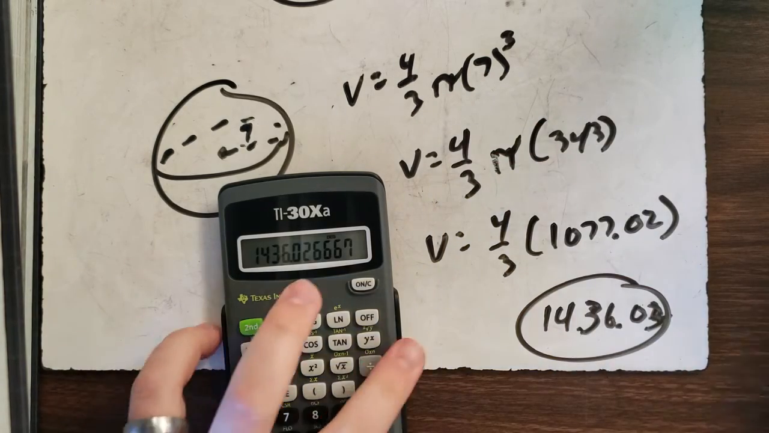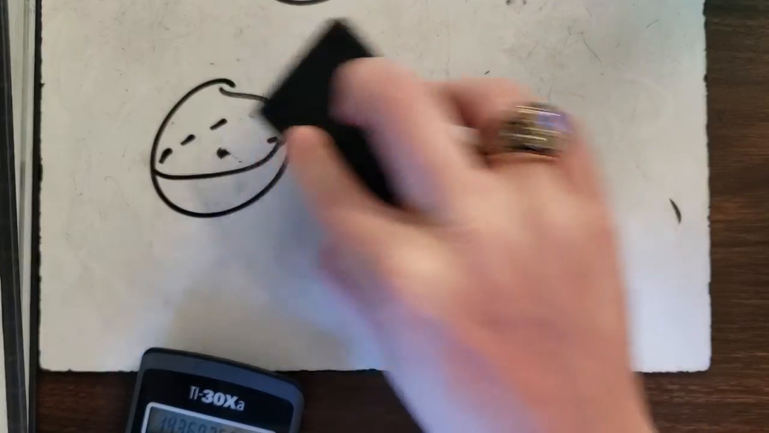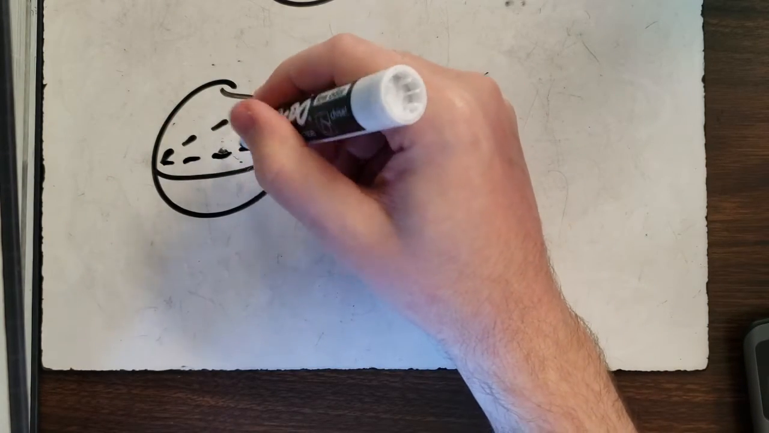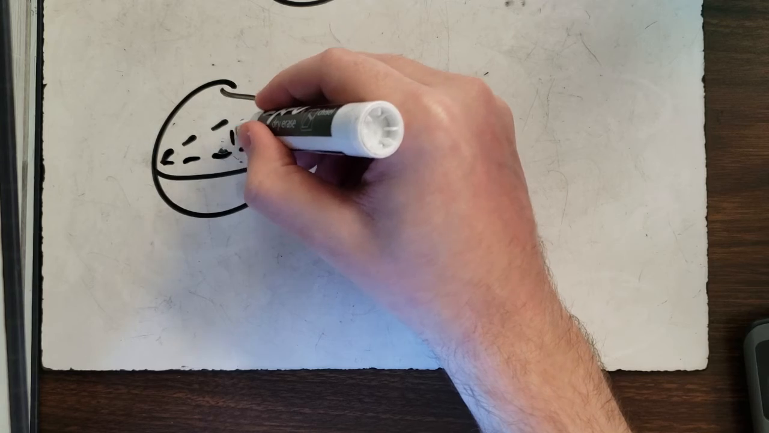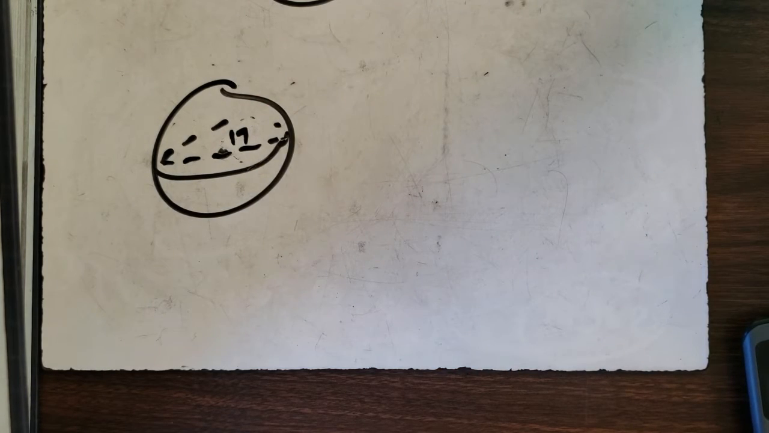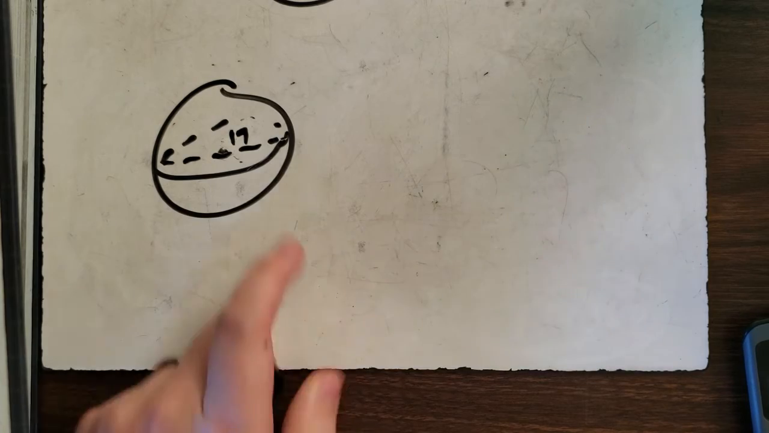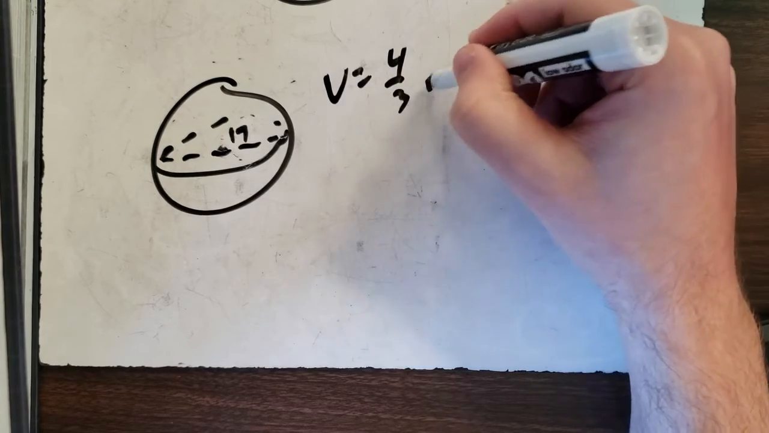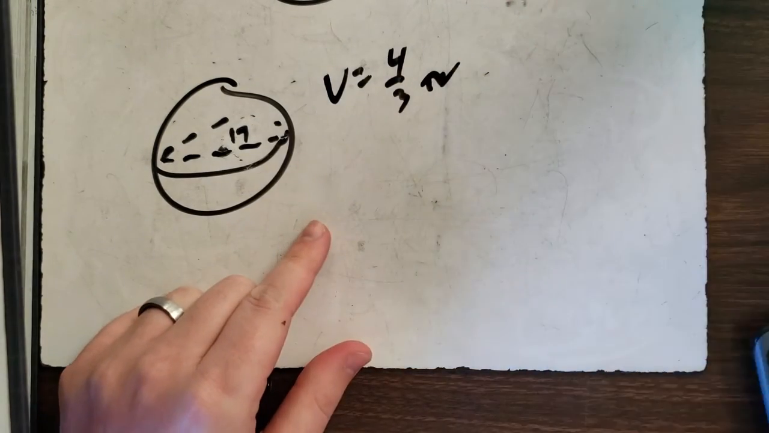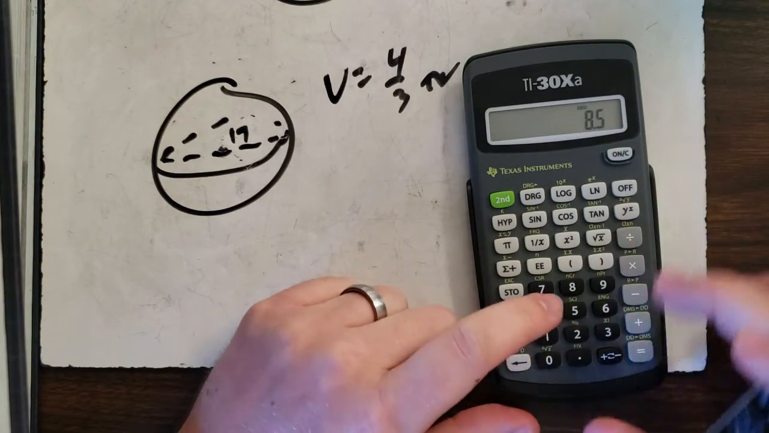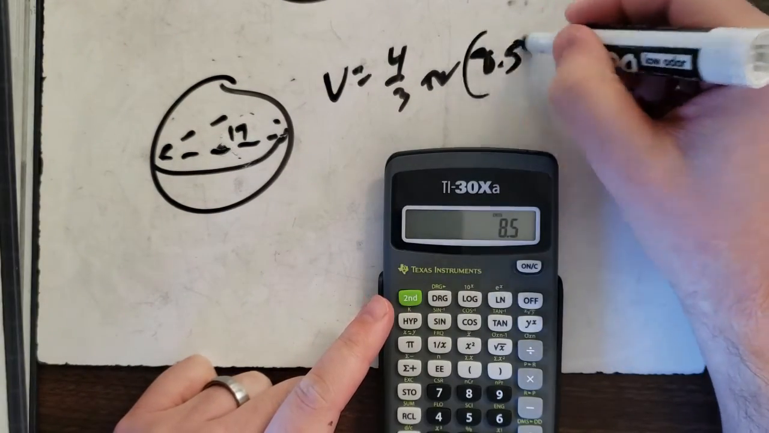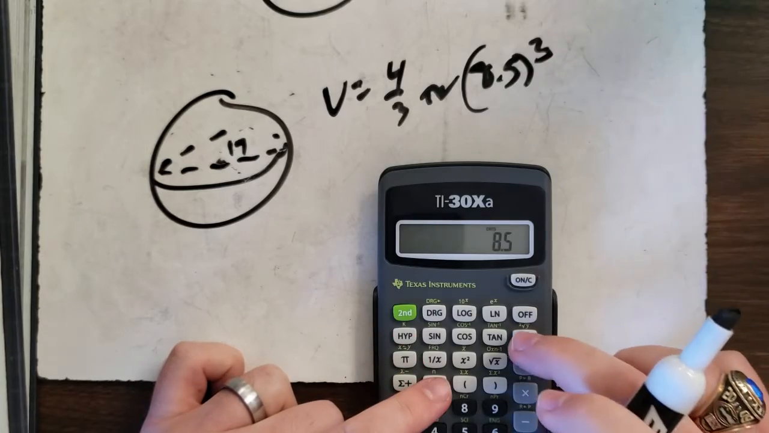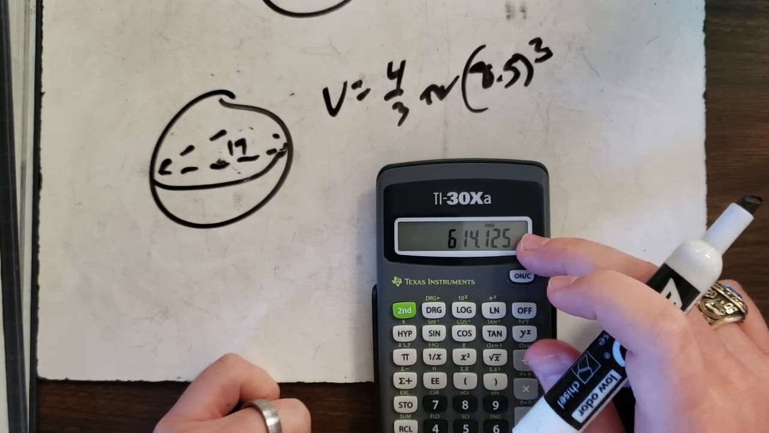Now, what if they give you the diameter? Let's say the diameter is 17. If our diameter is 17, what do we have to do first? Find our radius. Cut 17 in half. So V equals 4/3 pi, and then the radius, which is 17 divided by 2. 17 divided by 2 equals 8.5, cubed. So what do we do? 8.5 to the third power equals 614.125.